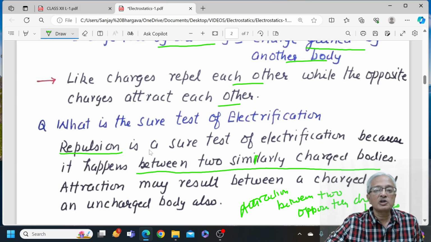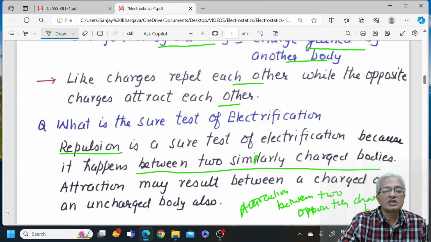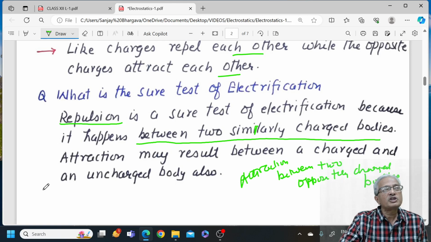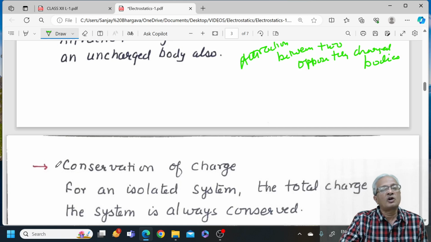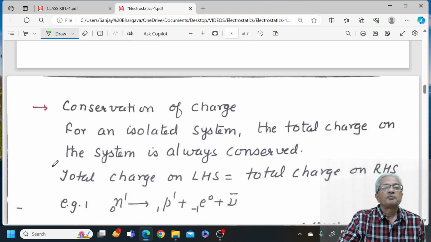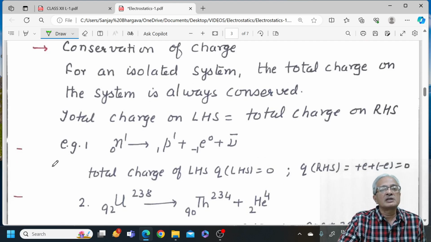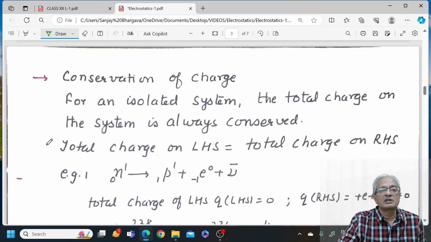So attraction is possible under two circumstances: between a charged and an uncharged body, and between two oppositely charged bodies. But repulsion is unique, only possible between two identically charged bodies. That is why we say repulsion is a sure test of electrification. Another important property of charge is the conservation of charge.